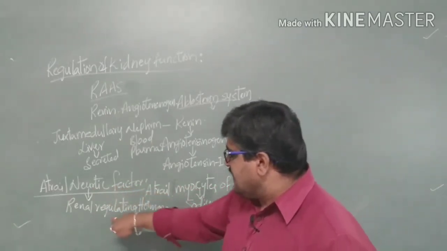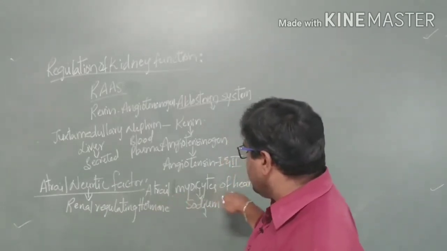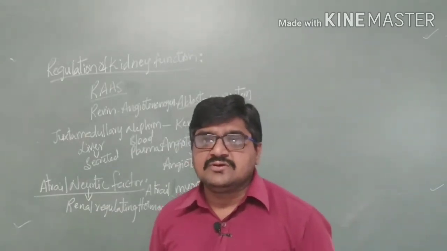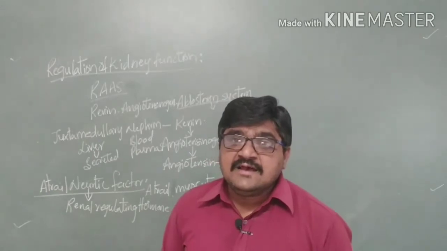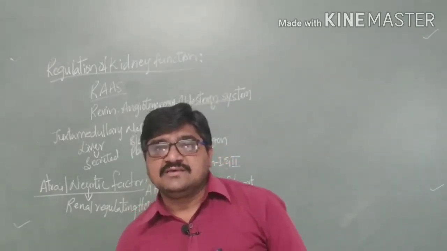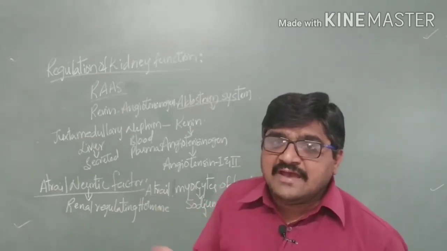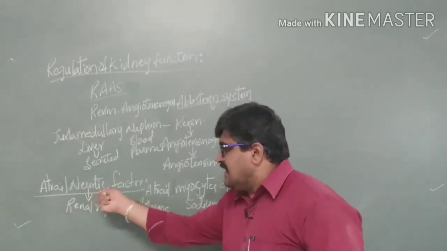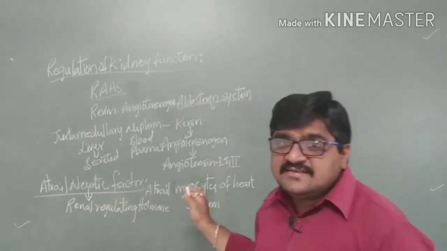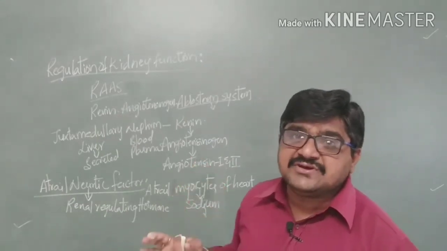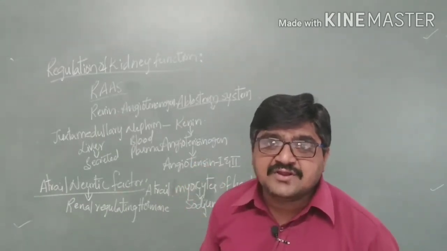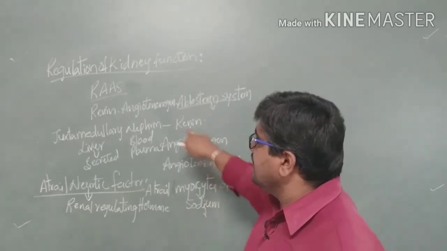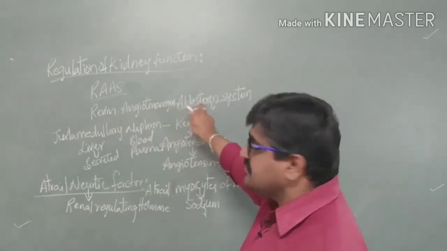These are renal regulating hormones from the atrial myocytes of the heart, where sodium excretion takes place. When water reabsorption is less, more amount of sodium ions are secreted to the outside. That is mainly done by the atrial natriuretic factor, and it is also helpful for decreasing the volume of the blood as well as the pressure. That means the atrial natriuretic factor is opposite to the renin angiotensinogen aldosterone system.